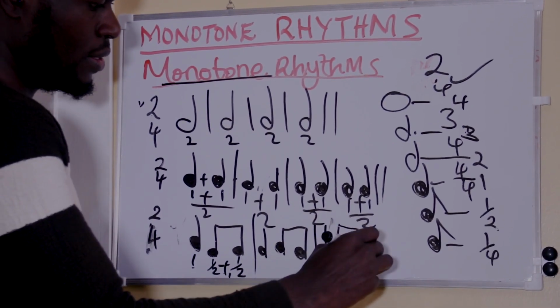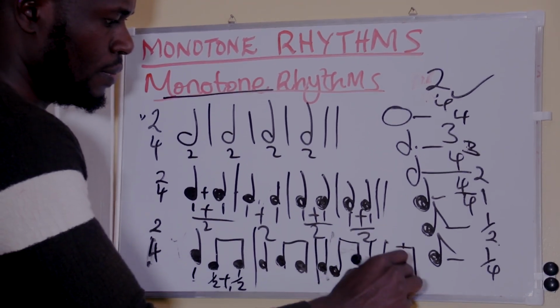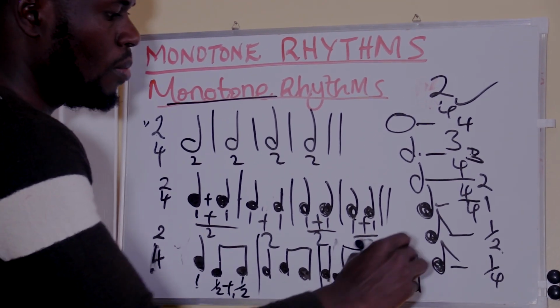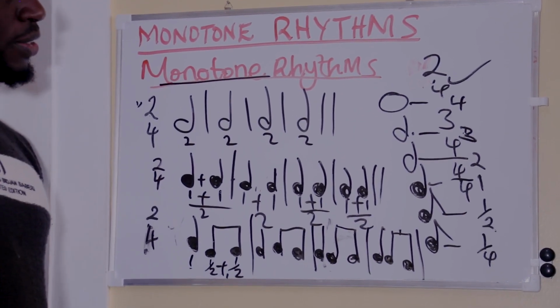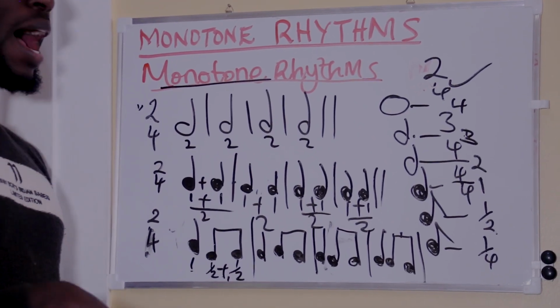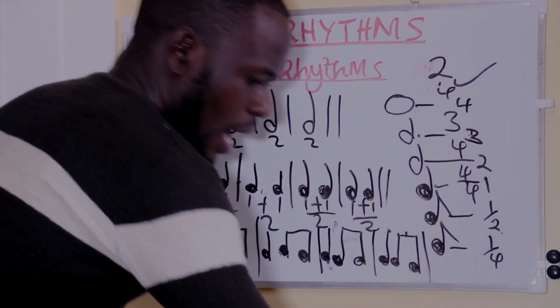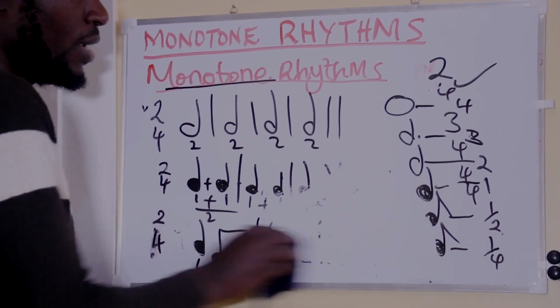Yes, that. Then monotone. We good with that? That is monotone 2 4 time signature, which means 2 beats per bar. Remember, we consider the upper number. Let's have another example where we talk about a different time signature.